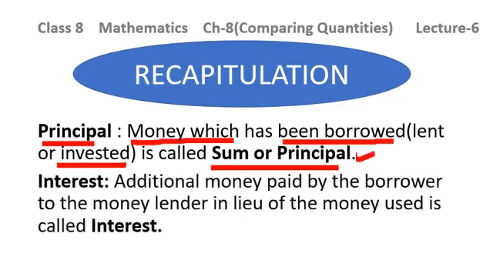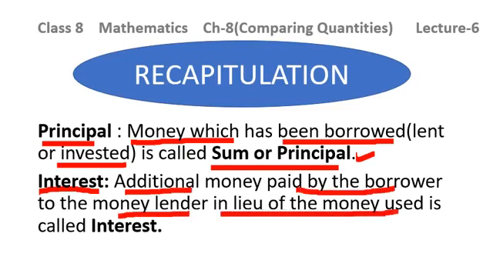Next comes the interest. What do you mean by interest? We have studied about simple interest and compound interest. So let us see what this interest is. Additional money paid by the borrower to the money lender in lieu of the money used is called interest.